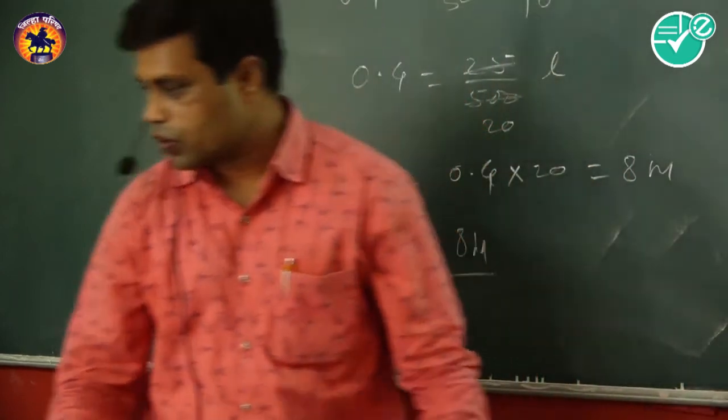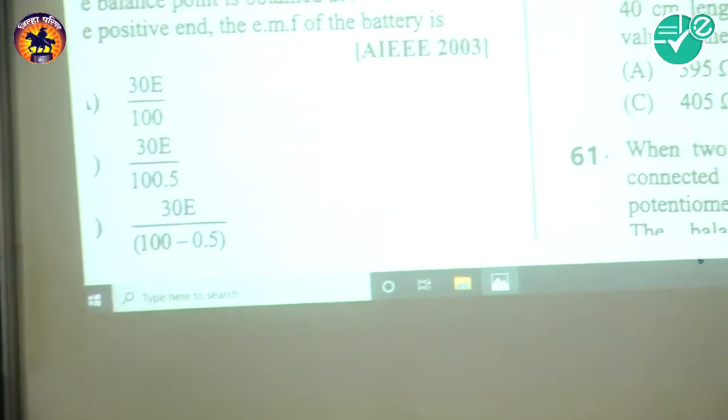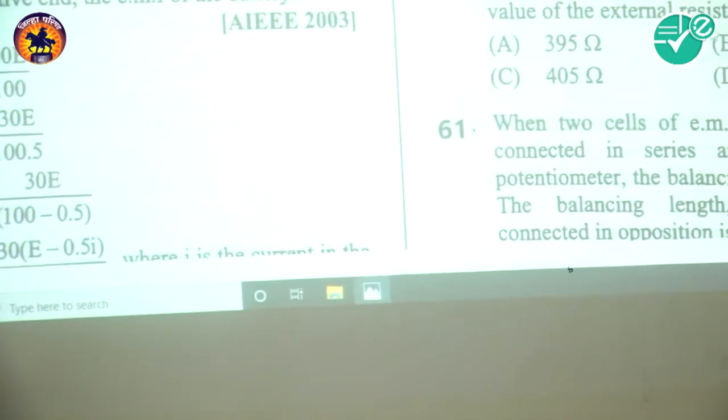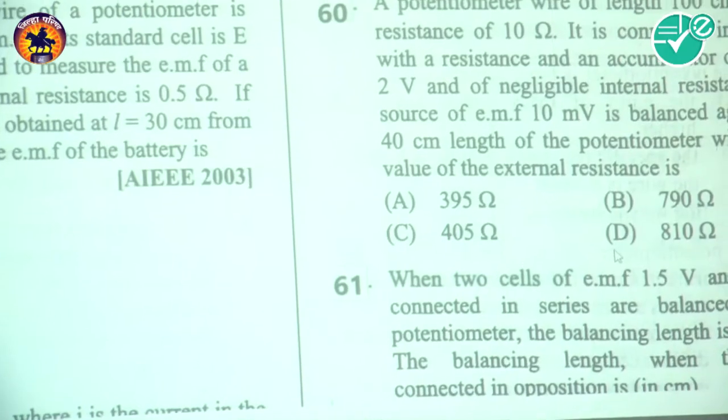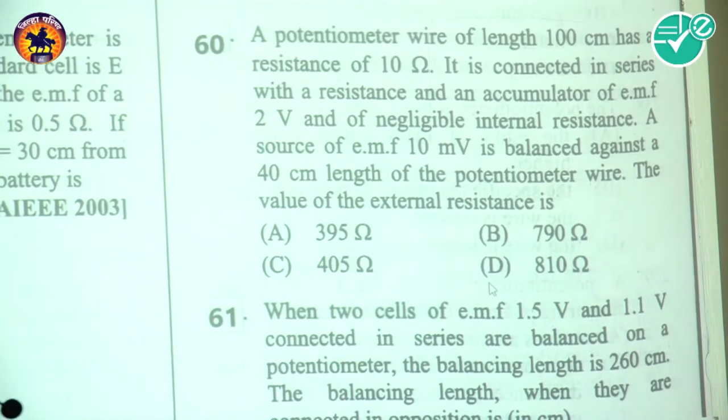Now we will move towards question number 60. What is asked in question number 60? A potentiometer wire of length 100 centimeter.